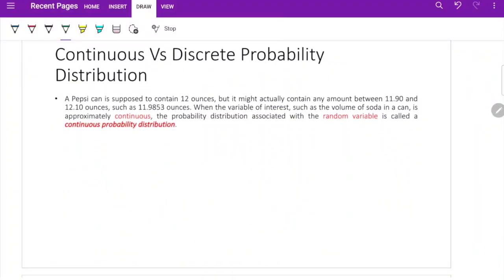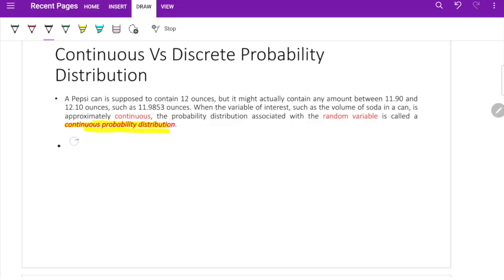Another example, a Pepsi can is supposed to contain 12 ounces, but it might actually contain any amount between 11.9 and 12.10 ounces, such as 11.98 ounces. So when the variable of interest, such as the volume of soda in a can, is approximately continuous, the probability is continuous, and we call it a continuous probability distribution, as we said.